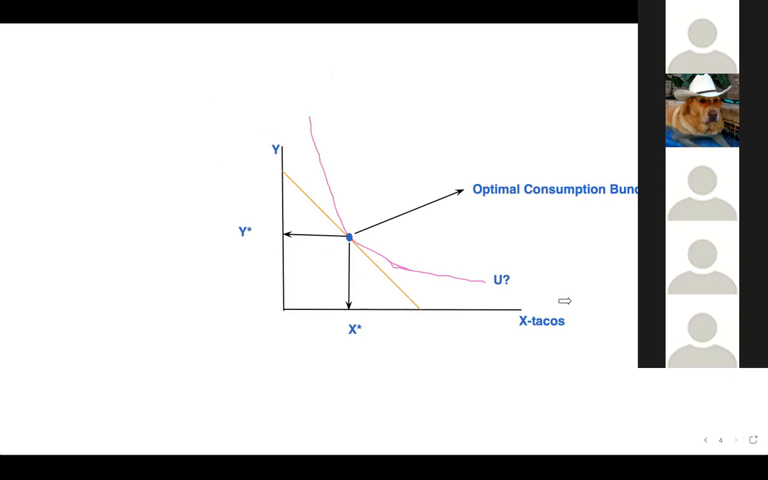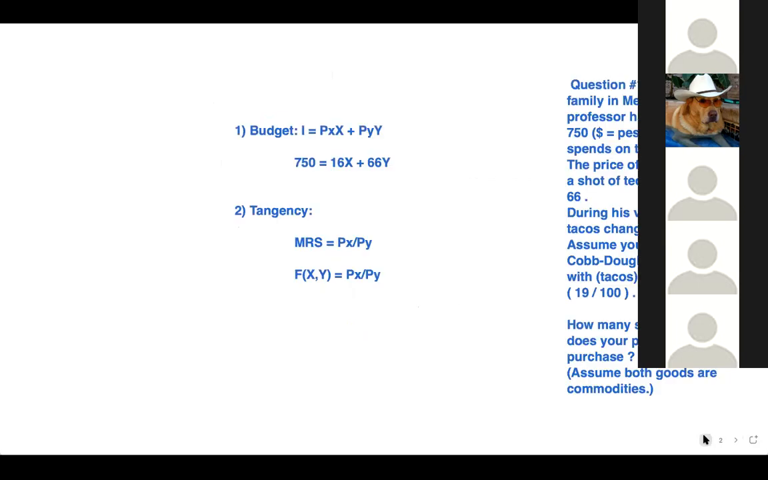Now, it turns out that generally, the marginal rate of substitution has the following form. Generally, the MRS is equal to the marginal utility of X divided by the marginal utility of Y.